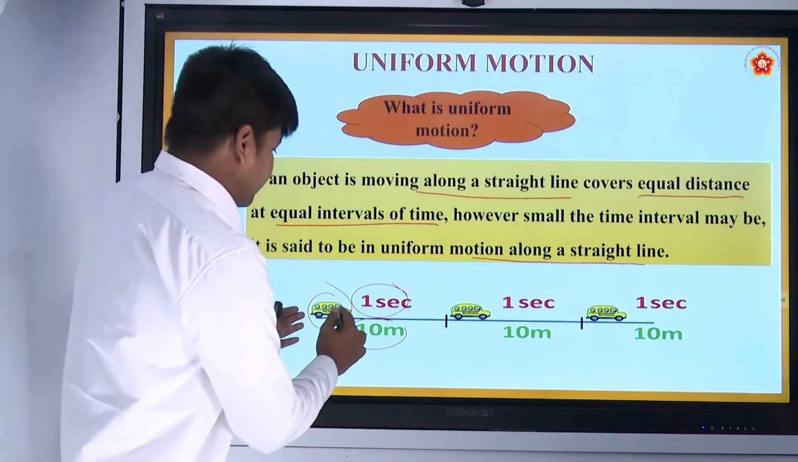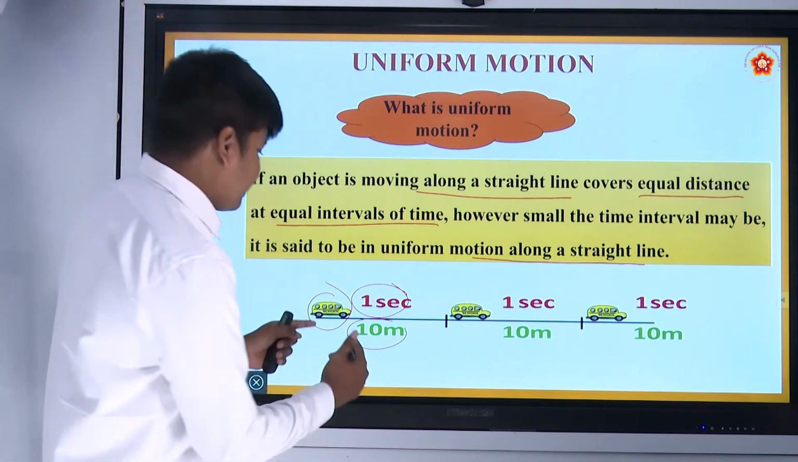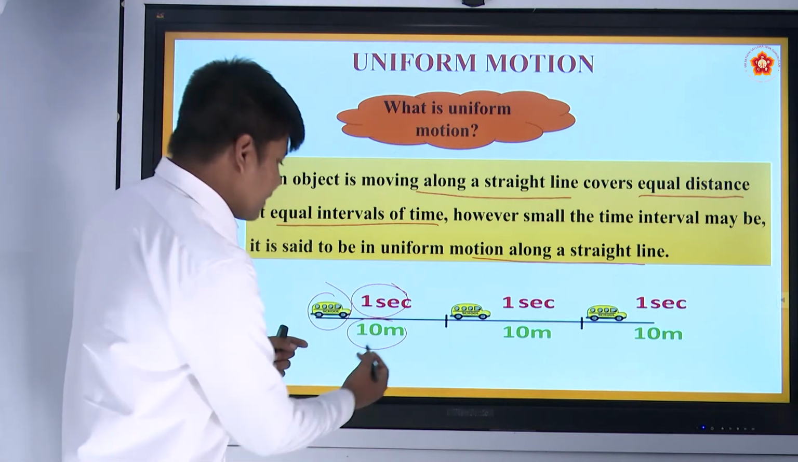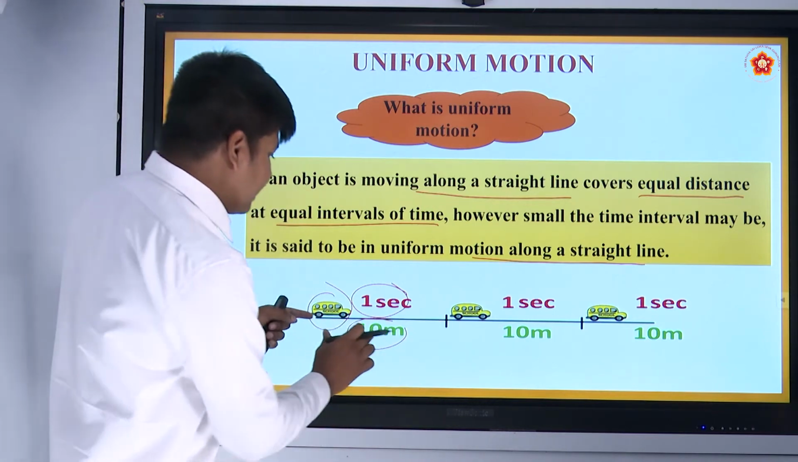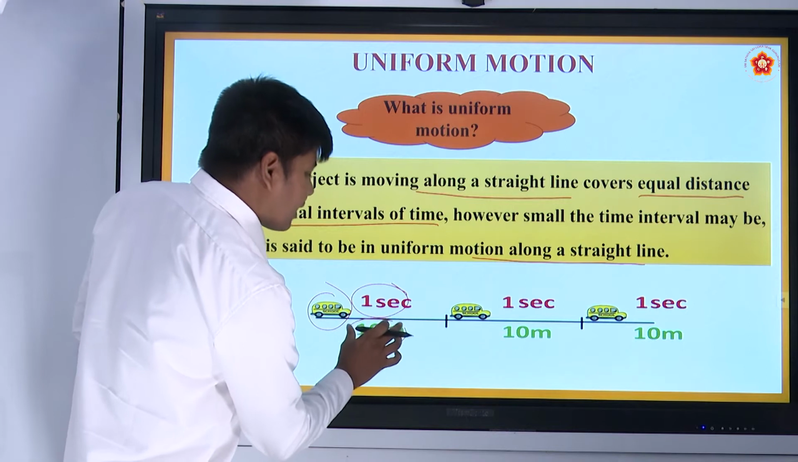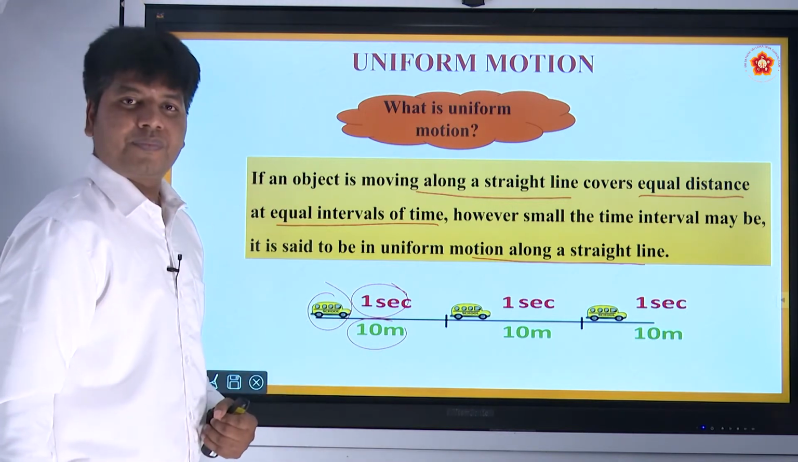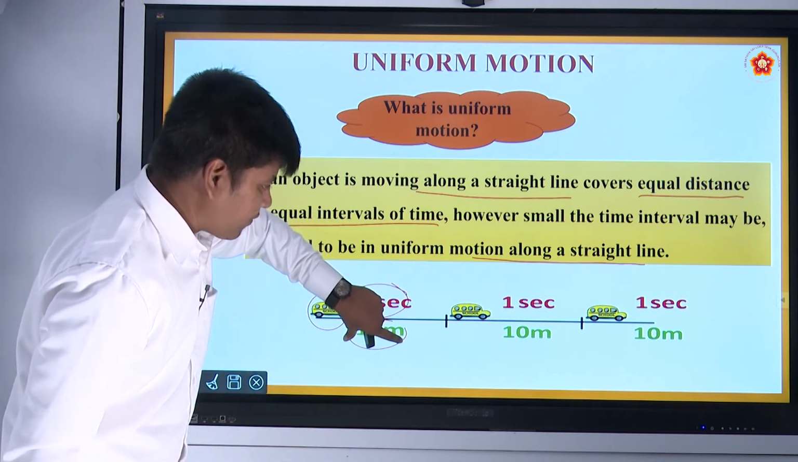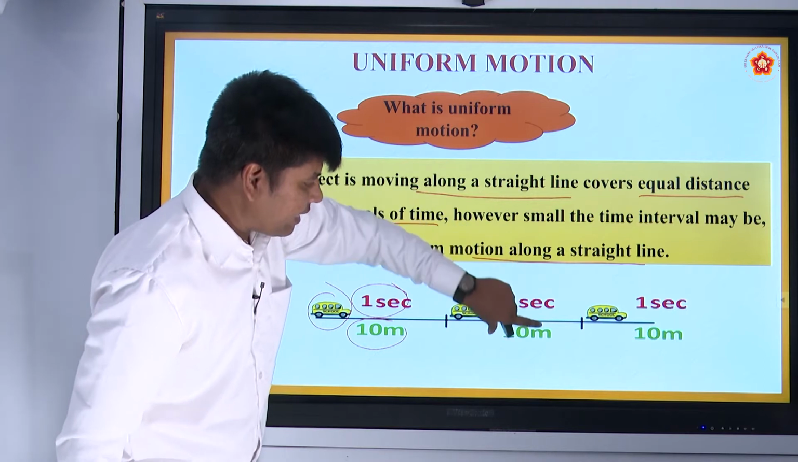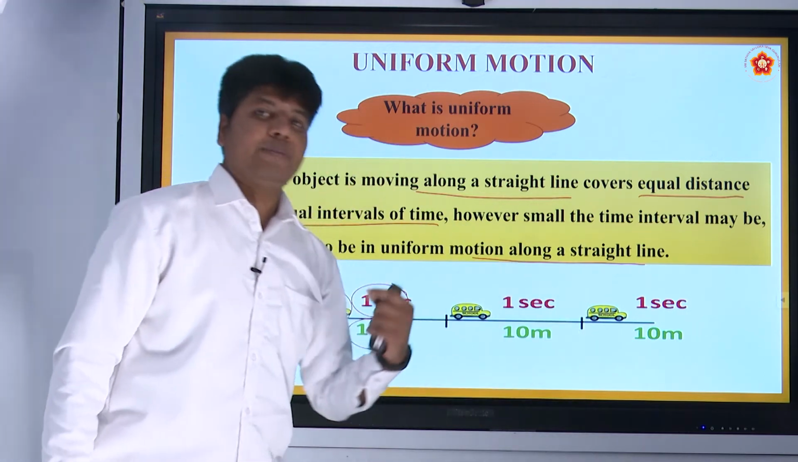So as the time is increasing gradually, second by second, the distance is increasing by 10 meters. So for every 1 second, it is covering equal magnitude of length, right? Equal magnitude of time, equal magnitude of length. So in 1 second, again it is covering 10 meters. For the next second, again it is covering 10 meters.